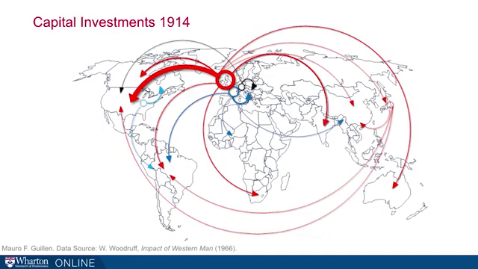So you can see that back in 1914, the most important bilateral capital flow in the world was the one from the UK to the United States. That was the situation back in the year 1914.